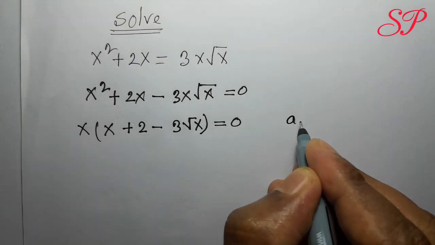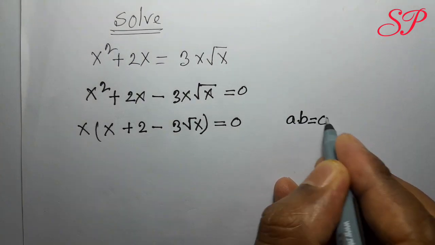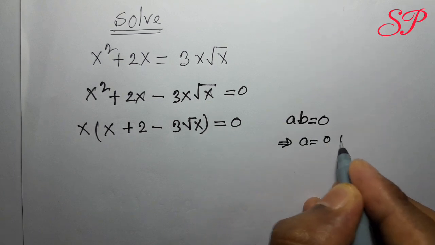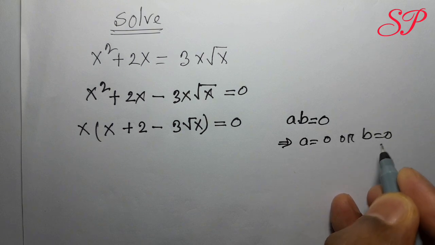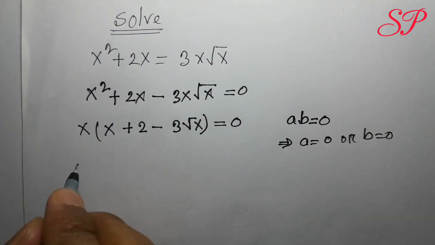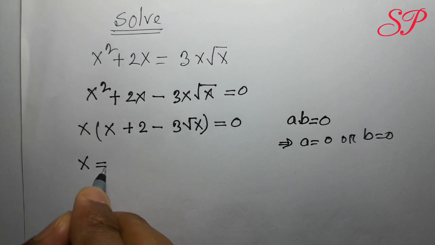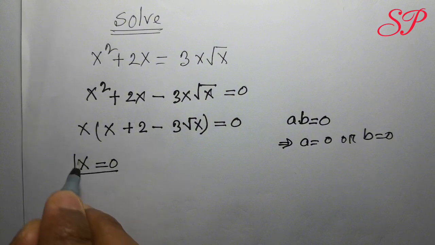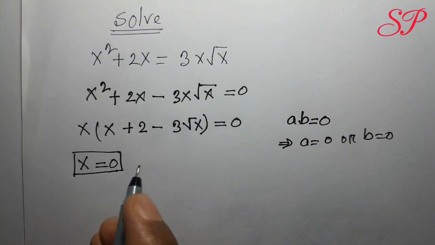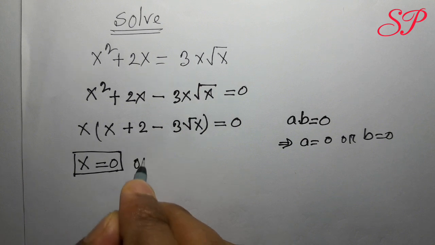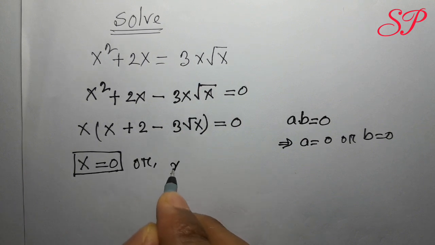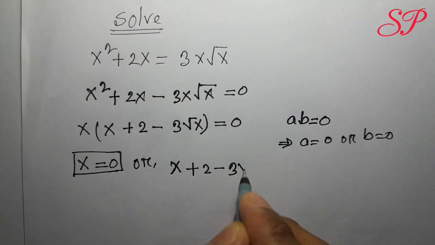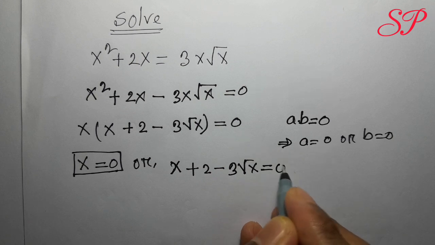We know that if AB is equal to 0, then A is equal to 0 or B is equal to 0. So from this we can say x is equal to 0. This is one value of this equation. Next, we can write x plus 2 minus 3 root x is equal to 0.